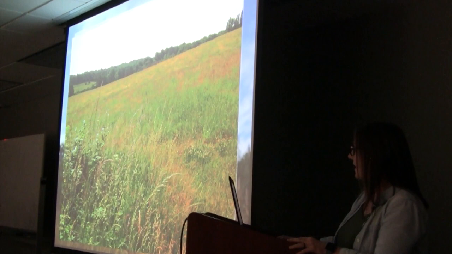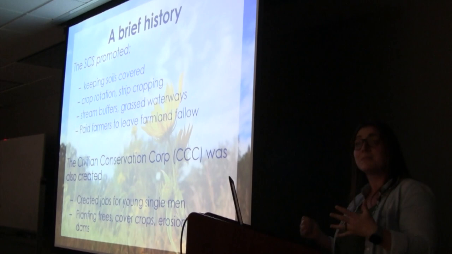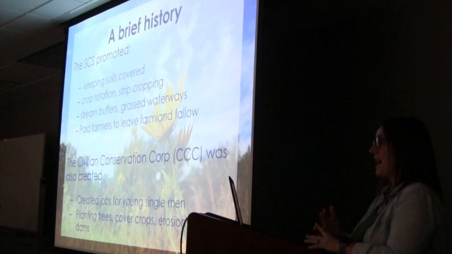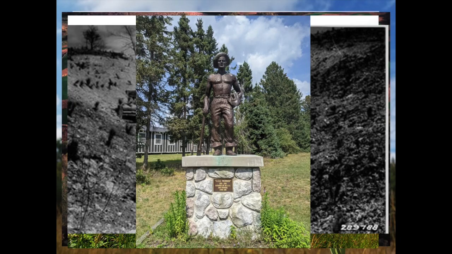And they also created the Civilian Conservation Corps. Back then, of course, this was the Great Depression. There were a lot of young men with no jobs and no prospects. Essentially, the Civilian Conservation Corps gave them a job, housing, and food. It was very hard labor, but they were grateful for it. They planted trees, grew trees. There were lots of tree nurseries, cover crops, erosion control dams. Here's a statue. There are lots of these at state parks all around the United States. So next time you're at a state park, keep an eye out, see if you can find this guy.